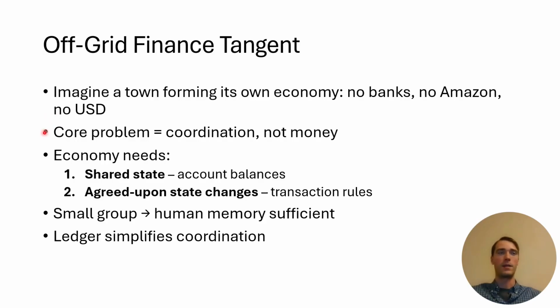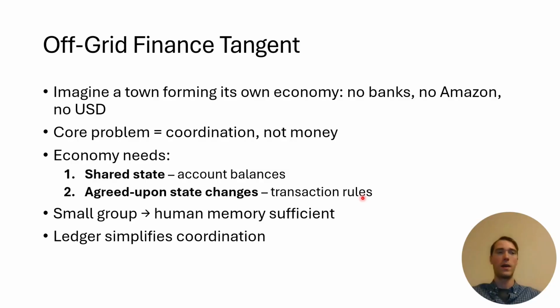But basically, I thought it was interesting that you can boil an economy down to the problem of coordination. It's not money. Money is a tool to accomplish that coordination and the exchange of goods and services. So an economy, if you were to boil it down, one way to think of it is that it needs two things: shared state, people basically track how much money they have, account balances, or it could be simpler too, agreed upon state changes. Those are the transaction rules.